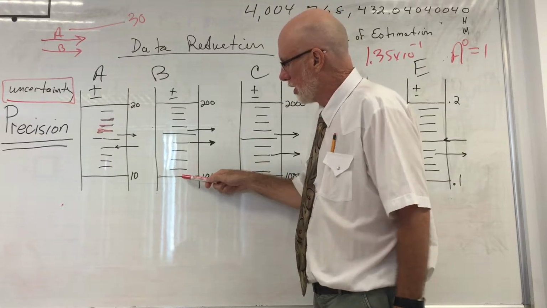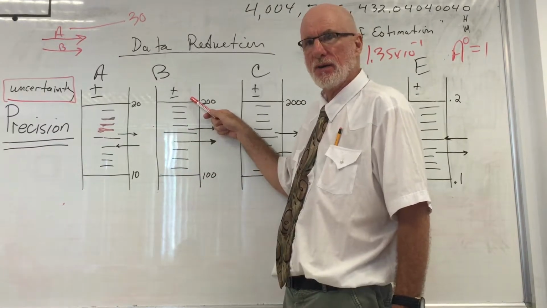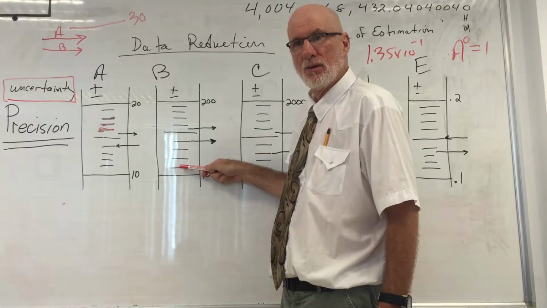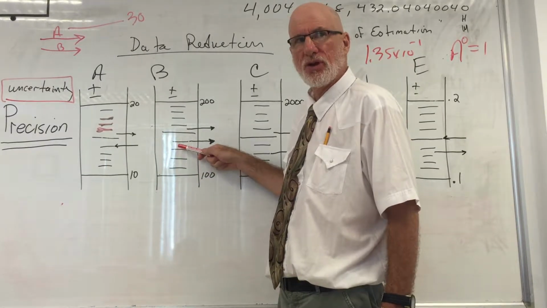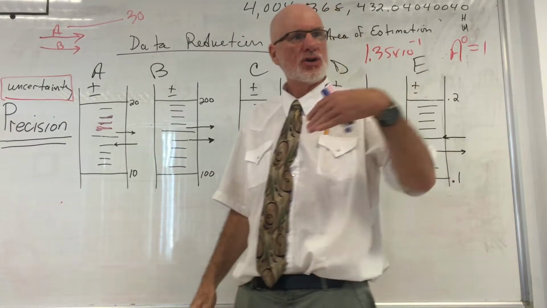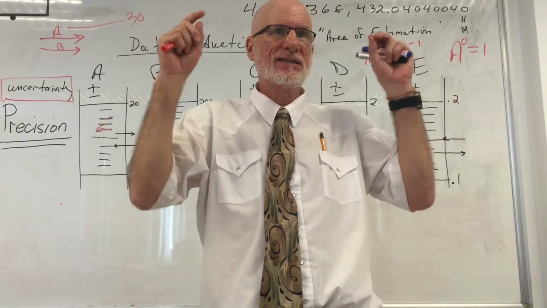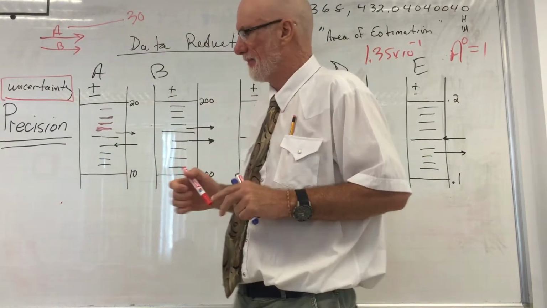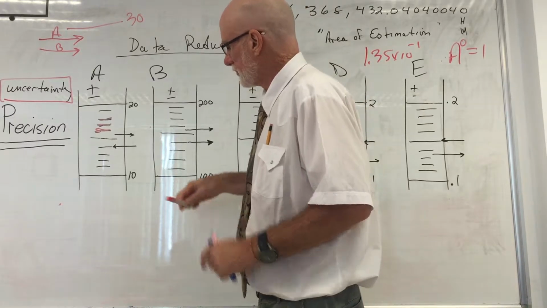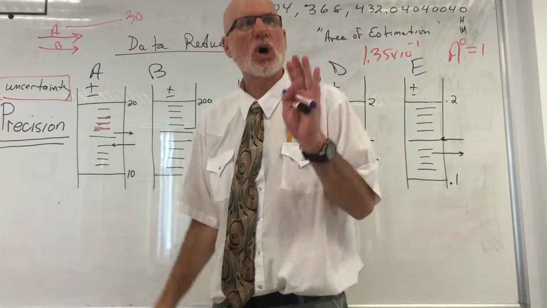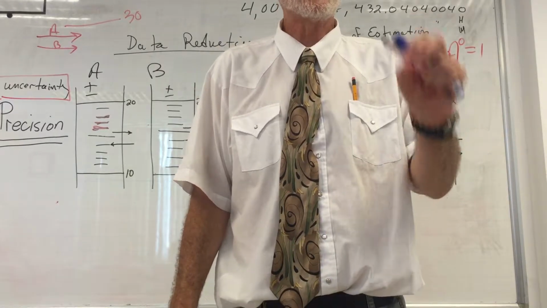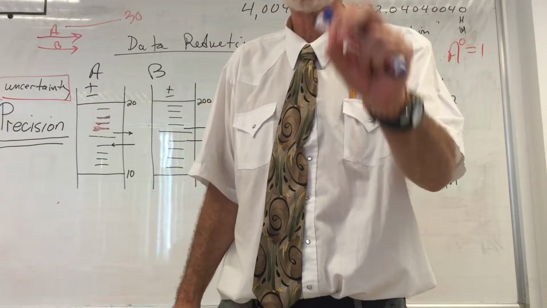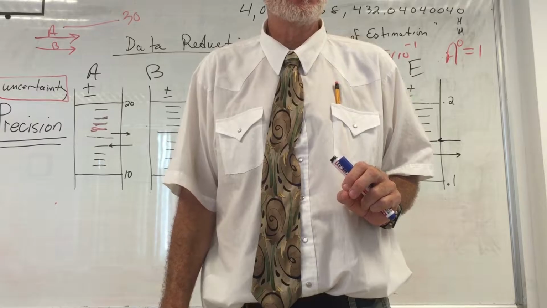Okay, let's look at this one. 100, 200. That would be 110, 120, 130, 140, etc. So do you understand it's based on tens? Okay, good. Now, let's look at this. Think of this as part of a larger scale. You okay with that?